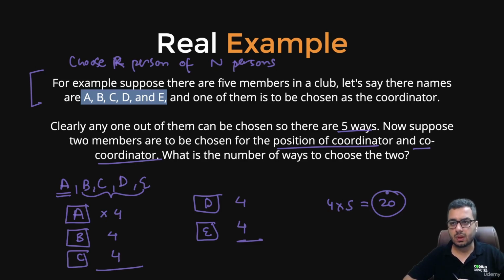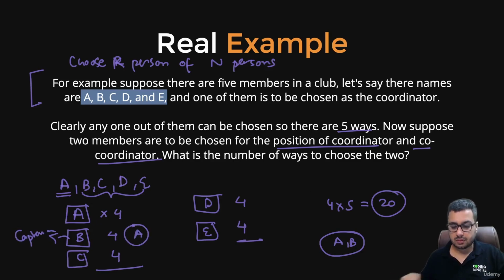So what we are saying is we chose 2. Earlier we had a, b, and choosing these two counted as 1 way, but now with b as the captain, a can also become co-captain. So we are doing two things: we are picking k persons, or r persons, but we are also arranging them.